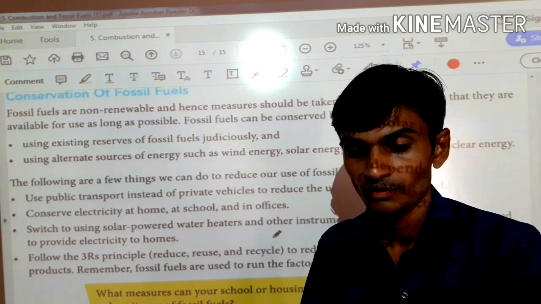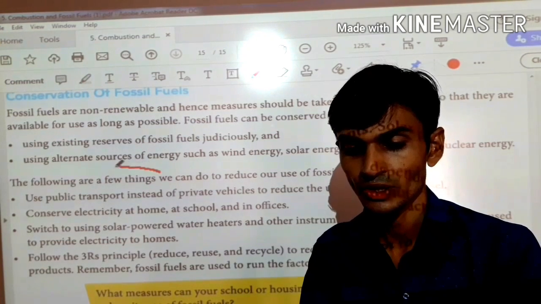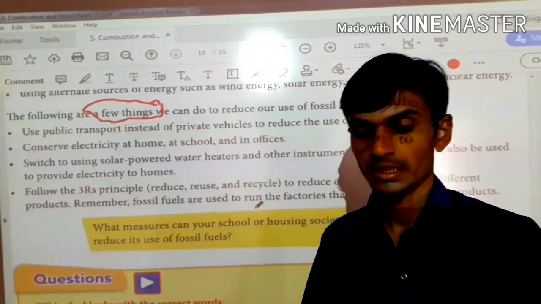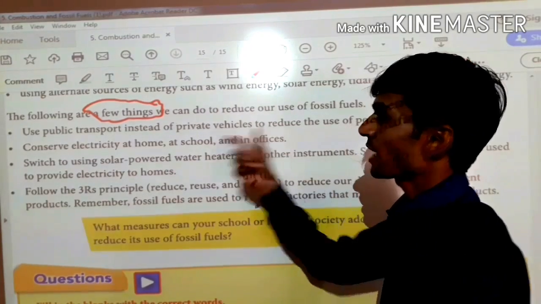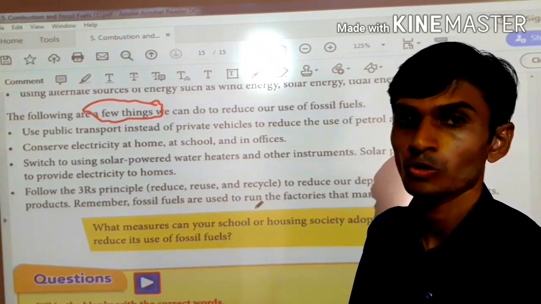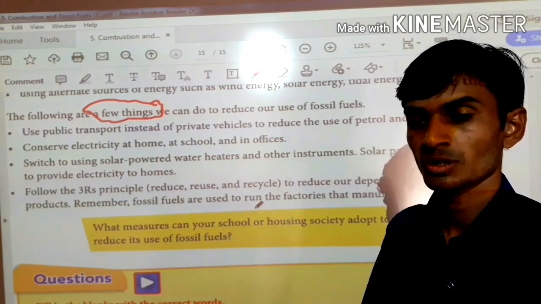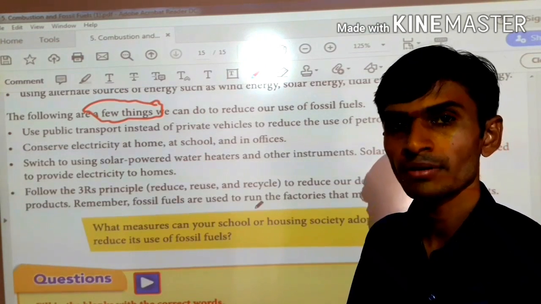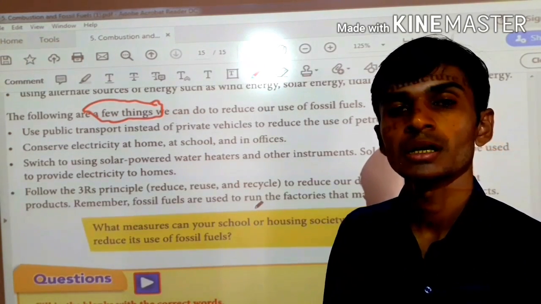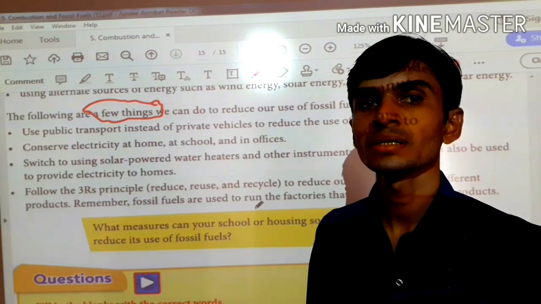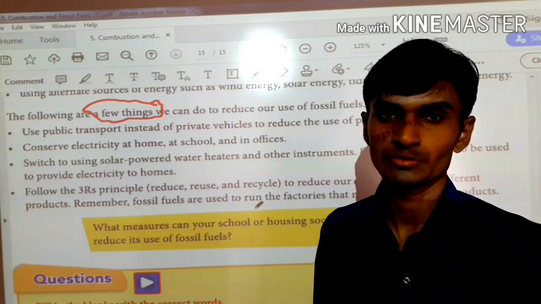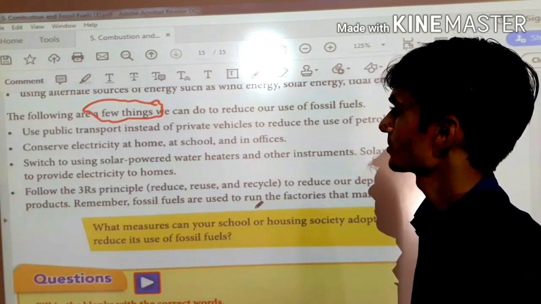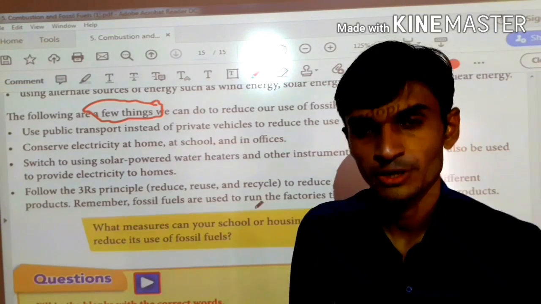Now what are the few things, that means to reduce the usage of the fossil fuels, what steps should be taken? So first is use public transport. Nowadays we can see that there is too much traffic on the road, right. So use public transport. Suppose in a bus 30-35 people can travel, right. But if we travel by personal vehicle, there will be 30 or 35 cars or motorbikes. So it will be one type of wastage of the fossil fuels, of petrol and diesel. So use public transport like bus instead of private vehicles. That's why it reduces the use of petrol and diesel.